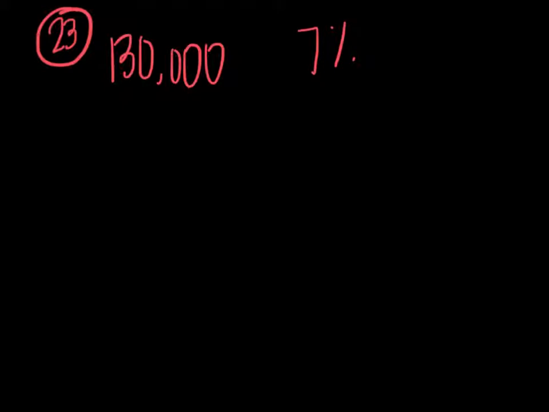All right, 23, we're talking about Angelina Jolie, and she doesn't have quite as much money, so she's going to deposit $130,000 into an account that pays 7% interest, compounded continuously.